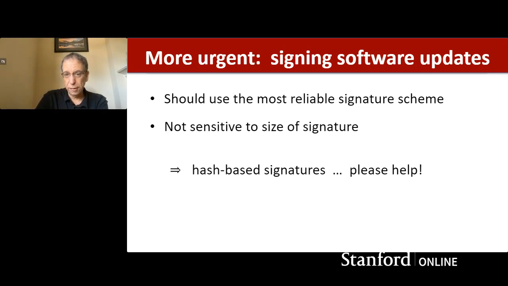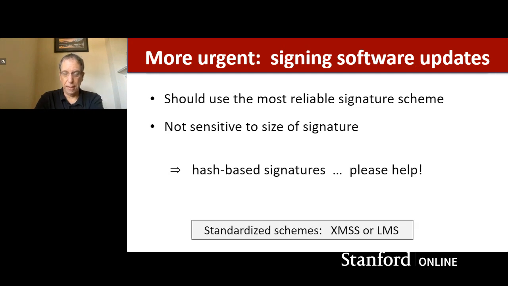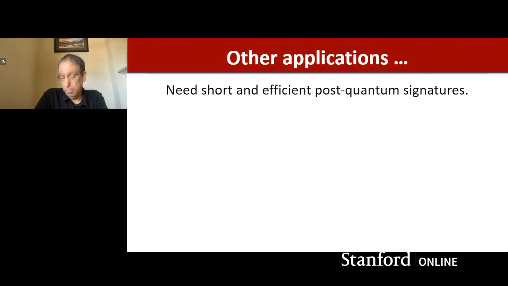All right, so that's the situation with hash-based signatures and software updates. Next, I wanted to talk about other ways to build short and efficient post-quantum signatures. This is the open problem that I wanted to tell you about. How do we build short and efficient post-quantum signatures? Today, the answer is we don't know how to do it. Either we have long post-quantum signatures that are efficient, or we have short post-quantum signatures that are inefficient. And the question is, can we have the best of both worlds?